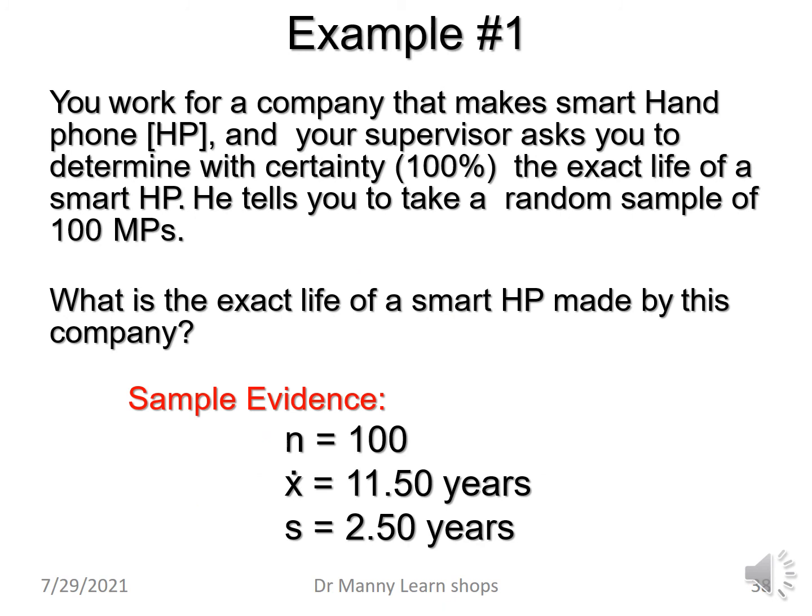So the example would be, you work for a company that makes smart hand phones, and your supervisor asks you to determine with certainty 100% the exact life of the smartphone. He tells you to take a random sample of 100 mobile phones. So what is the exact life of a smart hand phone made by this company? The sample evidence is you've taken 100 samples, the mean is 11.5 years, and the standard deviation for the sample is 2.5 years.